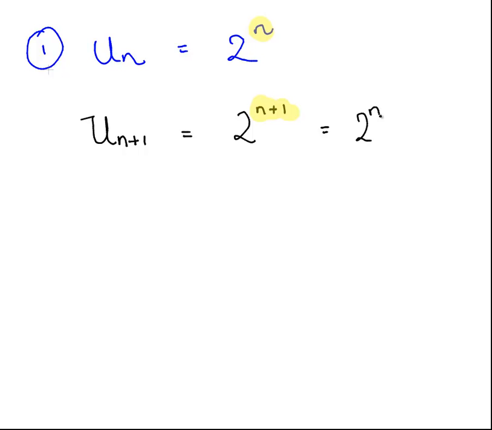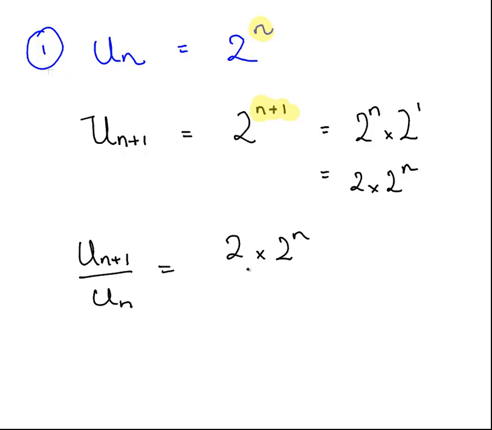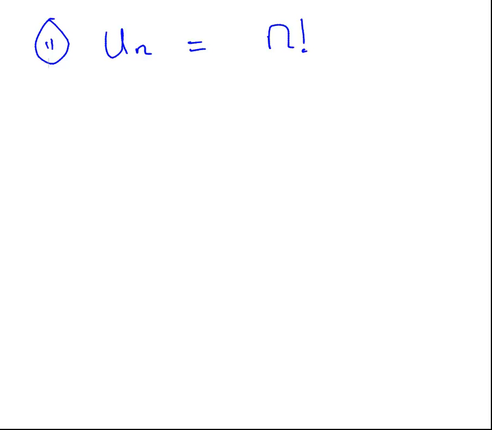This is 2 times n times 2 to the 1 using power laws. So in other words, 2 times 2 to the n. Okay, and therefore u of n plus 1 divided by u of n equals 2 times 2 to the n over 2 to the n, and that gives us 2. Okay, so that's all we're doing here really. So let's move on to the next one.